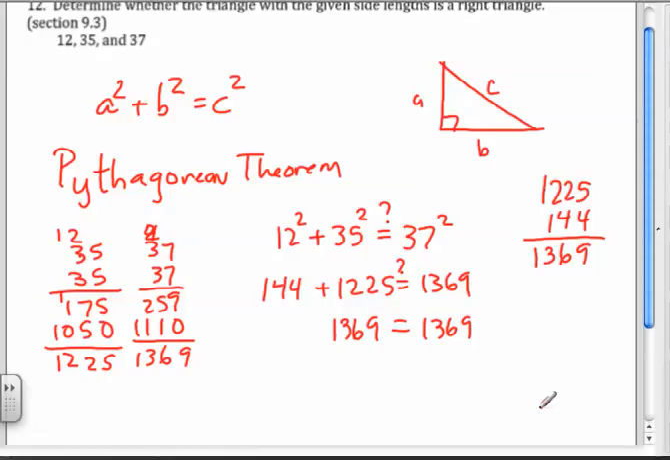That's all good. But what does that mean for us, Zachary? That it is a right triangle because A squared plus B squared. Exactly. It is a right triangle because 12 squared plus 35 squared equals 37 squared. Right? These must be the side lengths of a right triangle. Excellent job. Thank you very much. All right? Good job, guys. Let's move on to the next one.